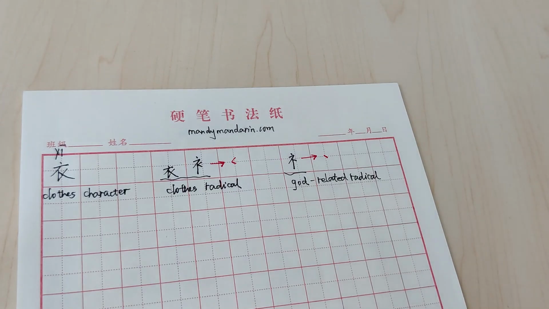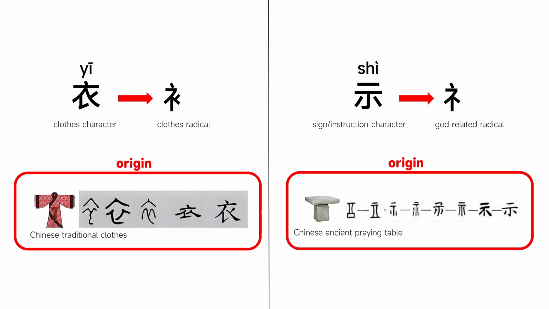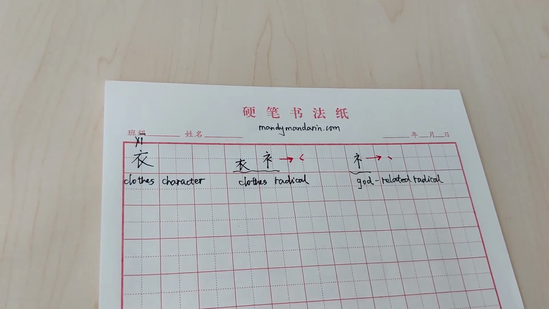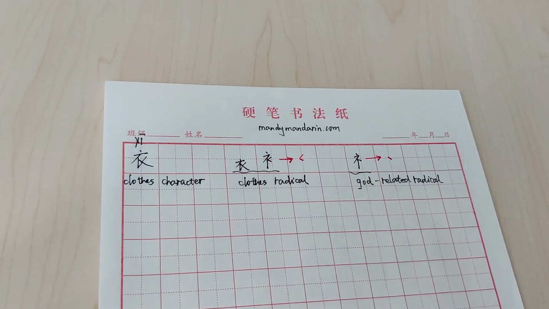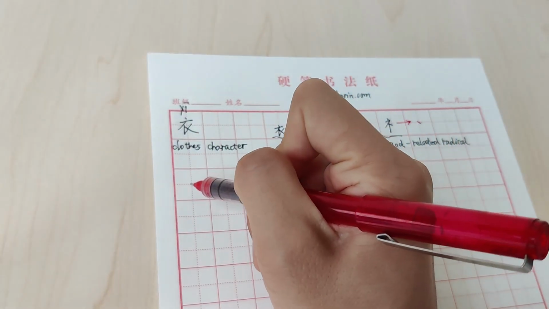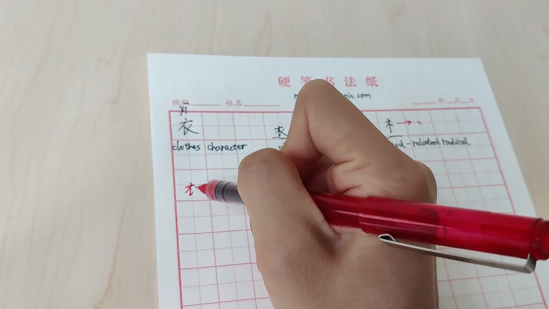Well, they have a very different origin. The clothes radical originated from the shape of the clothes. And as for the God-related radical, it originated from the character which means God sign. And we will talk about the God-related radical in the next video. So stay tuned. In this video, we're going to dive into the clothes radical. So the clothes radical, obviously, is related to clothes. Now let's get to some examples.